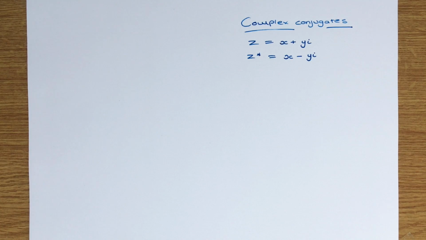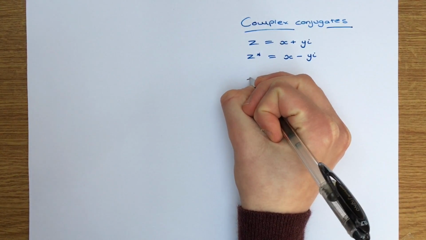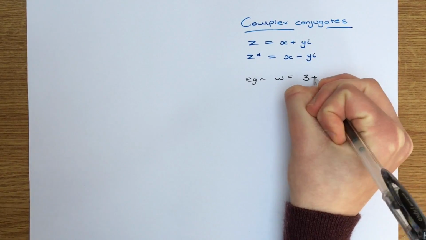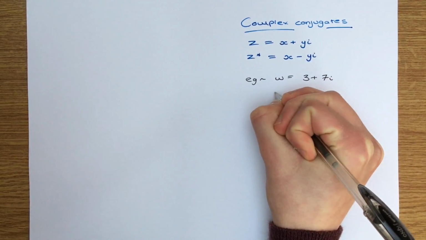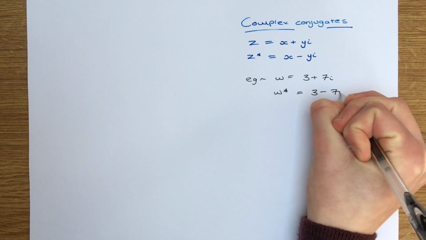Before I move on to the slightly trickier task of division, you'll need to know what is meant by the term complex conjugate. Basically, every complex number has a complex conjugate, and the complex conjugate of a complex number has the same real part and the negative imaginary part. So for example, the complex conjugate of 3 add 7i is 3 minus 7i, and this is denoted by w star.